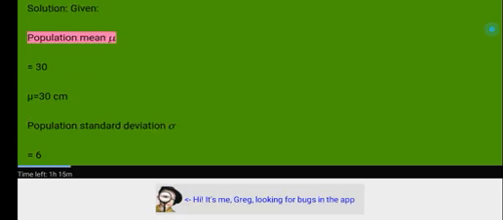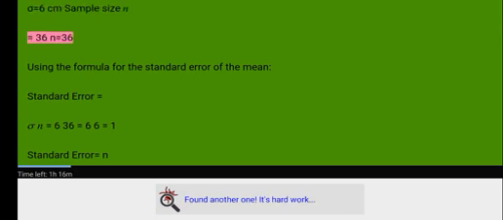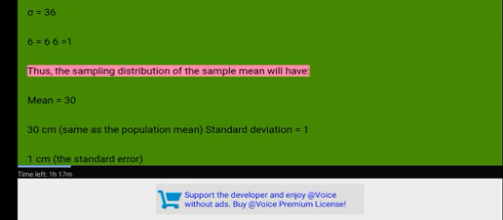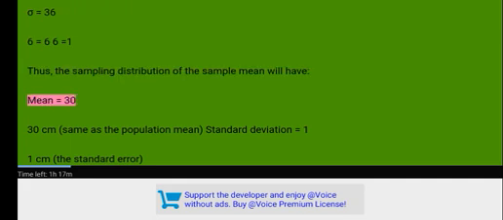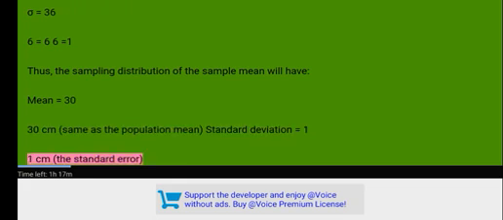Solution. Given: population mean mu equals 30 centimeters, population standard deviation sigma equals 6 centimeters, sample size n equals 36. Using the formula for the standard error of the mean: standard error equals sigma over square root of n, equals 6 over square root of 36, equals 6 over 6, equals 1. Thus, the sampling distribution of the sample mean will have mean equals 30 centimeters, same as the population mean, and standard deviation equals 1 centimeter, the standard error.